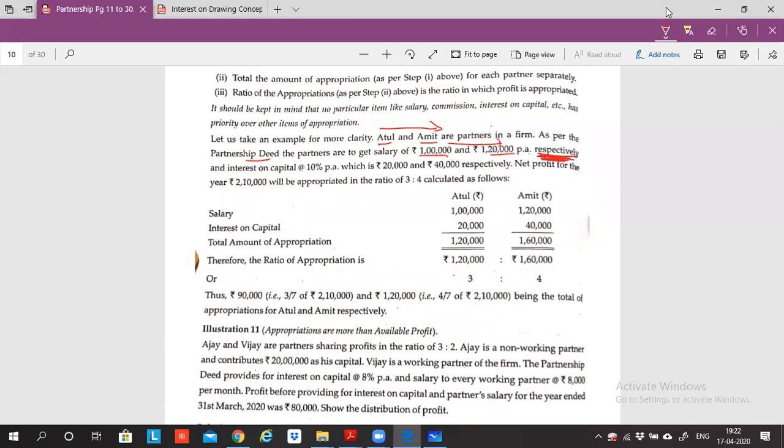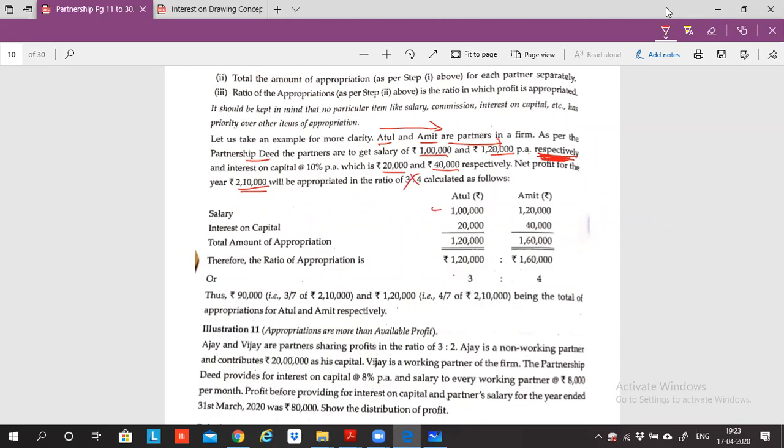So they say that respectively they'll get this amount as salary, and further interest on capital at the rate of 10% per annum, which is 20,000 and 40,000 respectively, which means 20,000 for Atul and 40,000 for Amit. The net profit for the year is 2,10,000 rupees, which will be apportioned in the ratio of 3:4. Now we don't know this 3:4. We'll calculate. Wait.